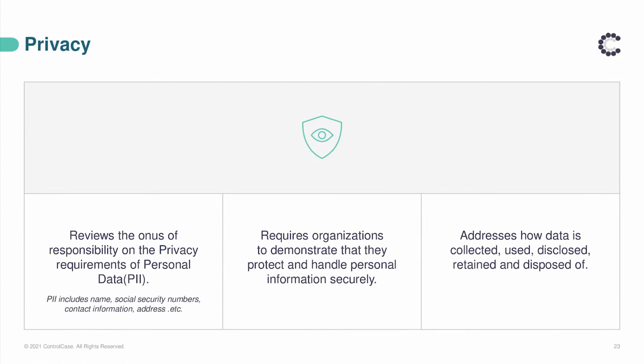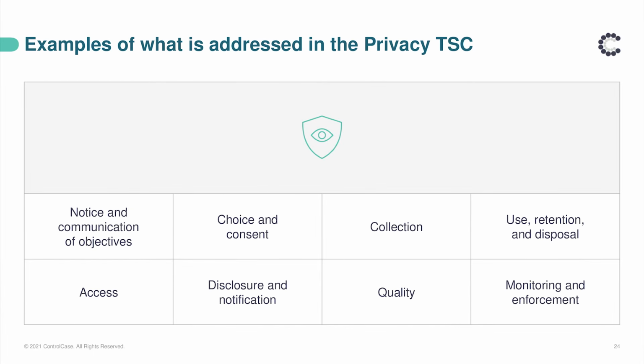And then lastly, there's privacy. Privacy really reviews the onus of responsibility on the privacy requirements for personally identifiable information, so PII. Those items might include names, social security numbers, contact information, address, things of that nature. And that is really addressing how individuals' data is processed and handled. And so things that you might see in how to address privacy are items such as choice and consent, opt-in, opt-out situations, and the use, retention, and disposal of data.